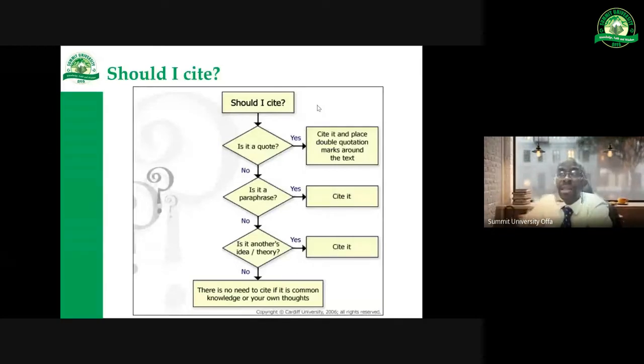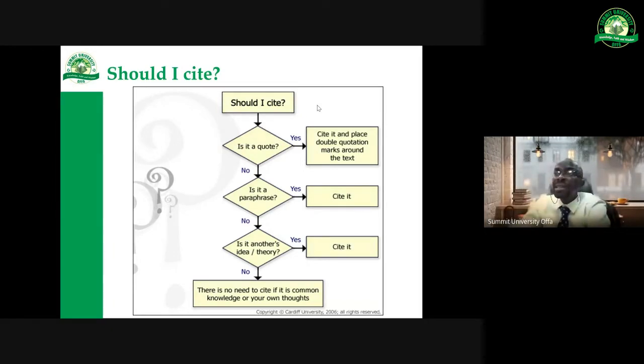Let's assume that what you have quoted has about 4 sentences. You don't provide in-text citation at the end of every sentence. You provide it at the end of that quotation. That's why we don't measure when to provide in-text citation by number of sentences. We measure it by information. Like now, if what you have quoted is about 4 sentences, then you have to wait till the end of it.